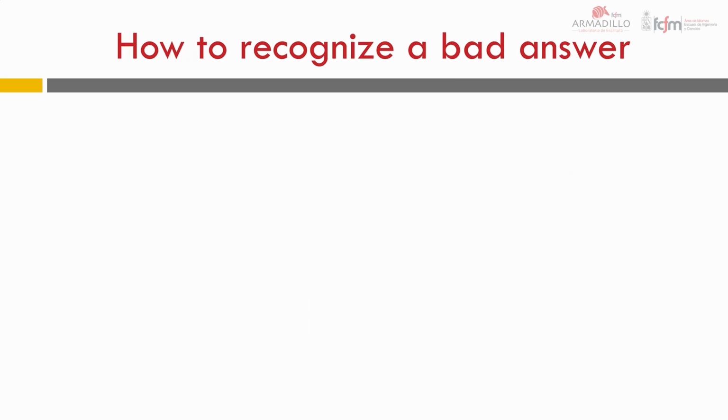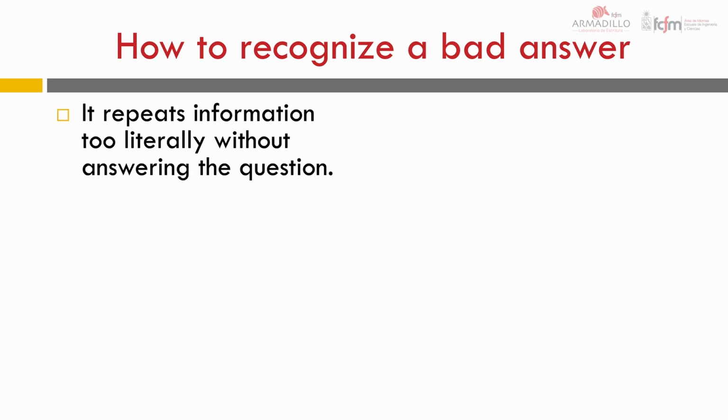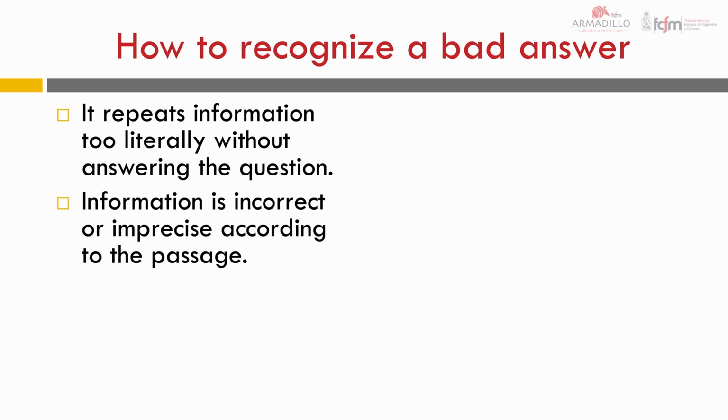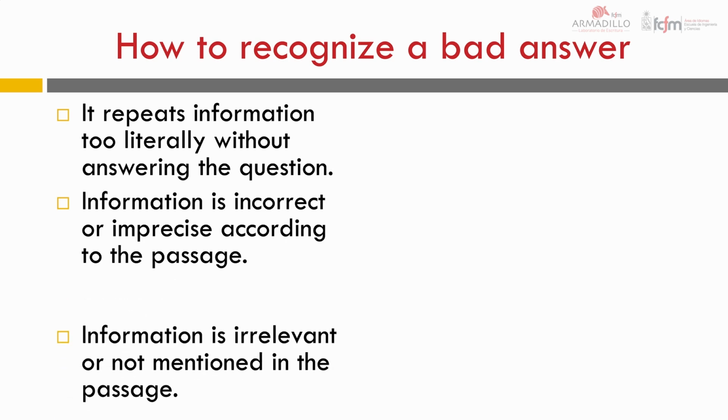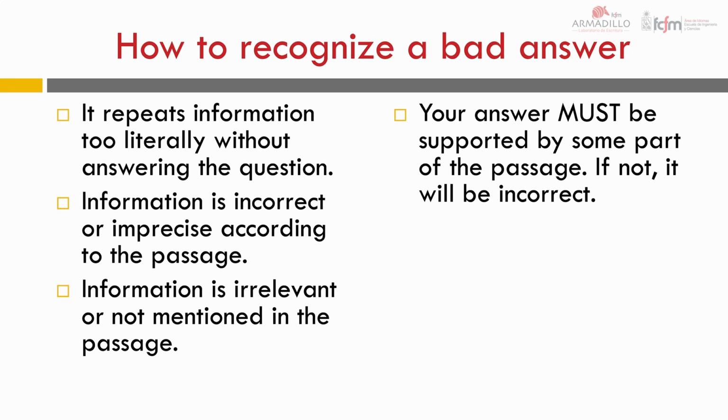To finish, how to recognize a bad answer, because after all, this is a test and there are strategies that you need to follow. First, it repeats information too literally without answering the question, so don't be fooled or tricked by similar words. It's usually a distraction. Second, the information is incorrect or imprecise according to the passage. Third, the information is irrelevant, has nothing to do with what the passage says, or it's not even mentioned in the passage. And your answer must be supported by some part of the passage. This is really important, and if it's not supported, it will be incorrect. So don't just guess, and that's it.